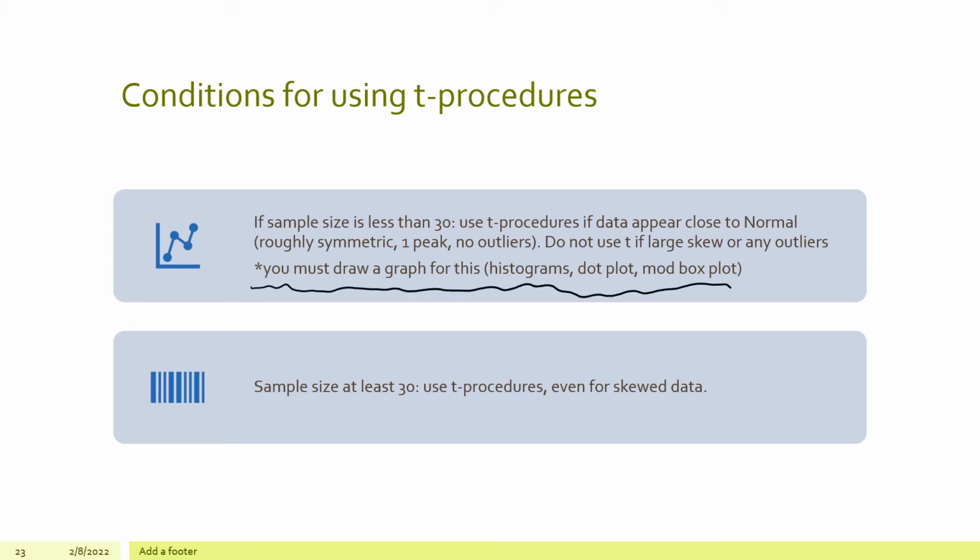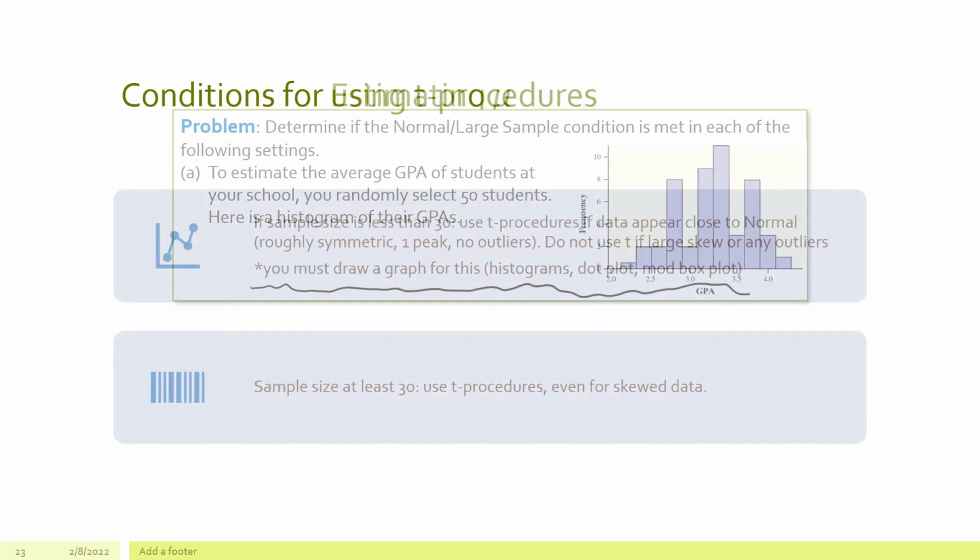And I put a little asterisk here because this is super important. If you have a sample size that's less than 30, they're going to want you to draw the distribution. Common ways to do this are a histogram or a dot plot or a modified box plot. I tend to do whatever is easiest based on the data that's given to me. But you have to draw a picture showing that you checked it. Even if you check it on your calculator and it looks normal, they want you to draw a rough sketch so that they know that you've thought about it. And if the sample size is at least 30, I can use t-procedures even if it's really skewed data. So that's kind of cool.